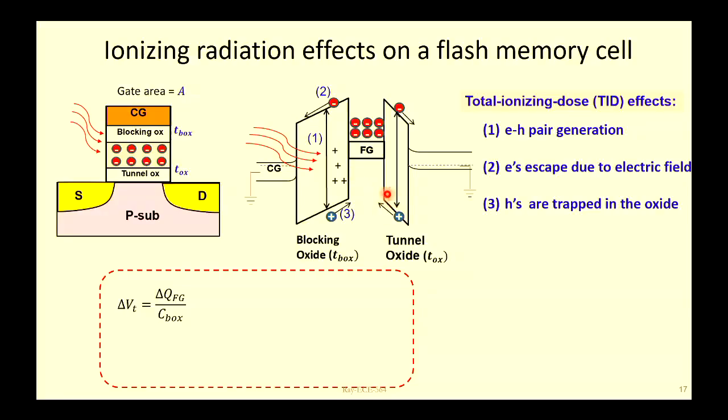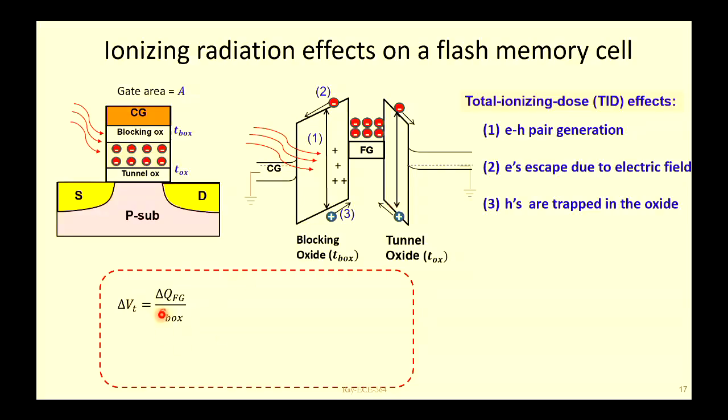If the cell is already erased, you can slightly see programming, but not too much. Because if it is neutral, if there is no field in the oxide, then there is no charge yield. So you need some field in the oxide to create net charge yield.